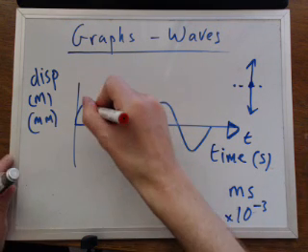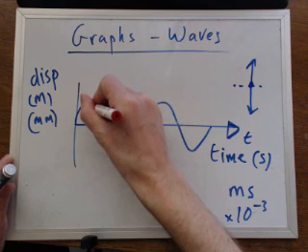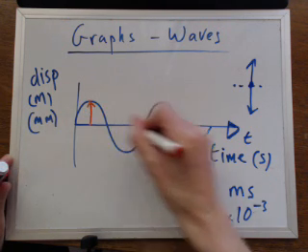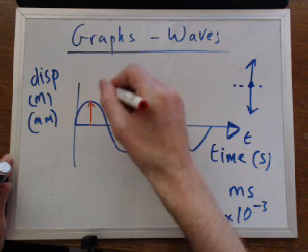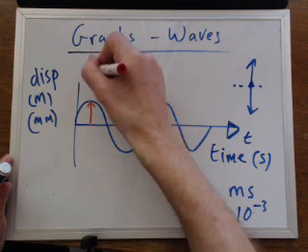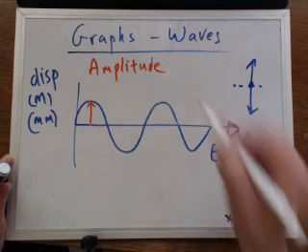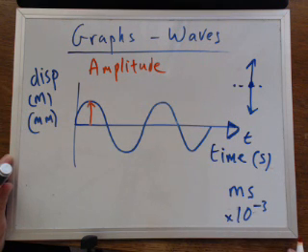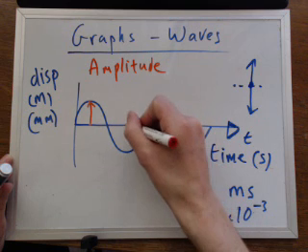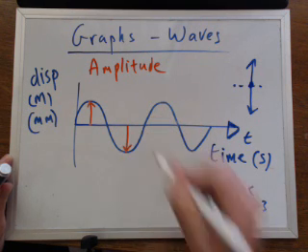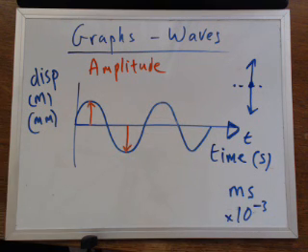You'll see that the distance between the equilibrium, the center of its motion, and the top is known as the amplitude, which is the maximum displacement, and of course that is the amplitude in the negative direction.